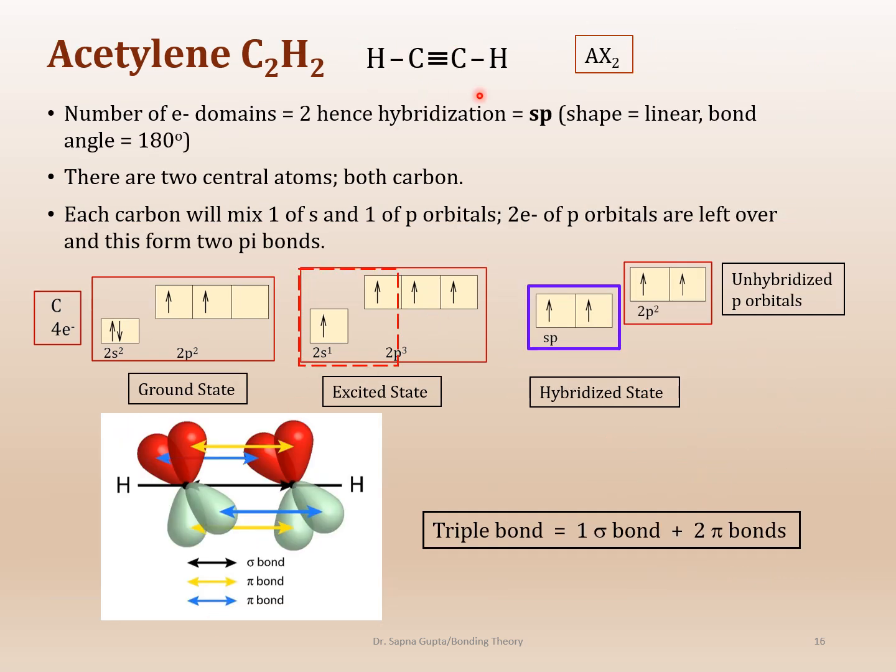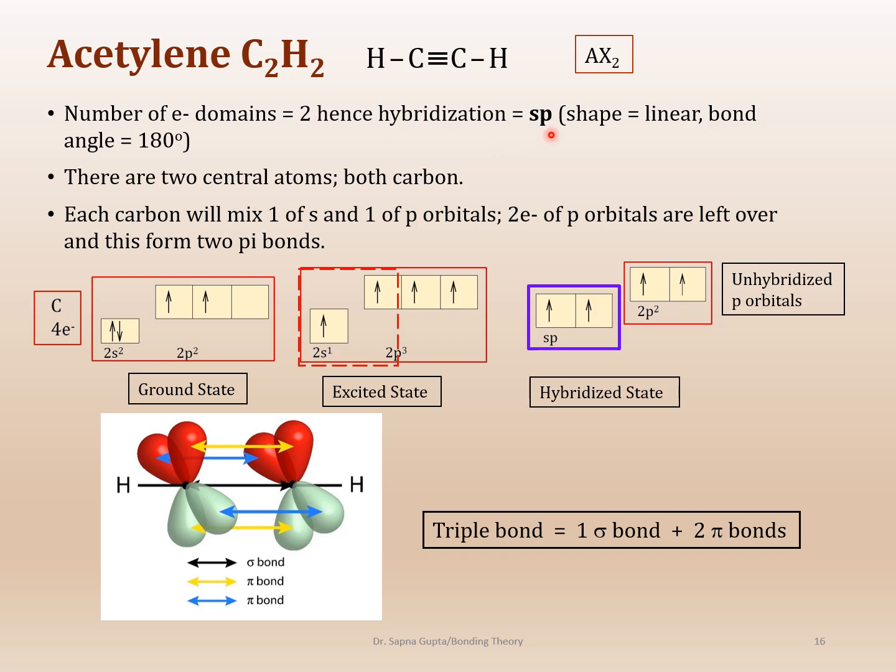Let's look at the triple bond now. Triple bond is the same thing in the sense that now you have triple bonds, so it means you have pi bonds in there. AX2 is the geometry. If AX2 is the geometry, it means you have two electron domains. If you have two electron domains, that means you have sp hybridization.